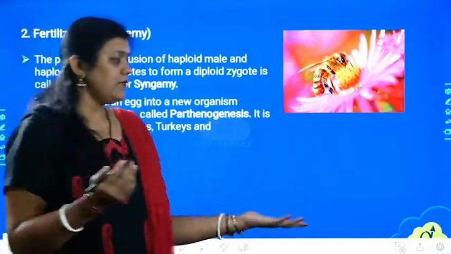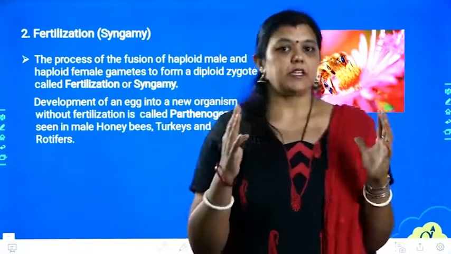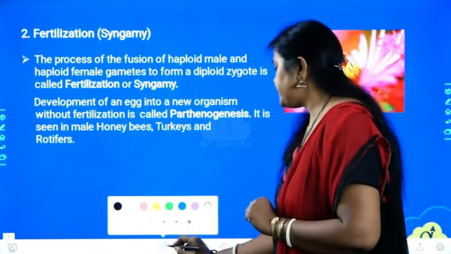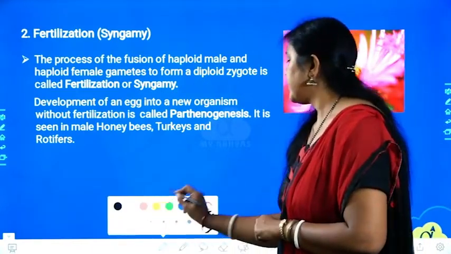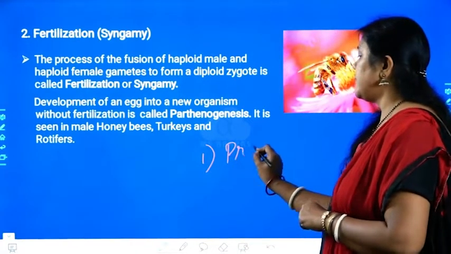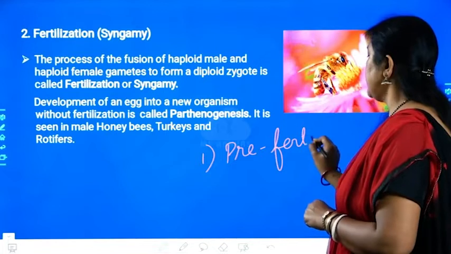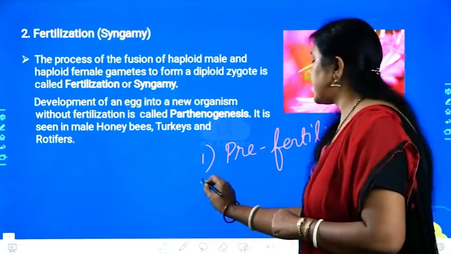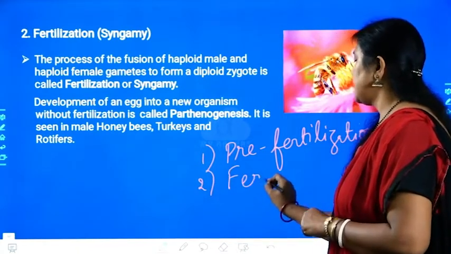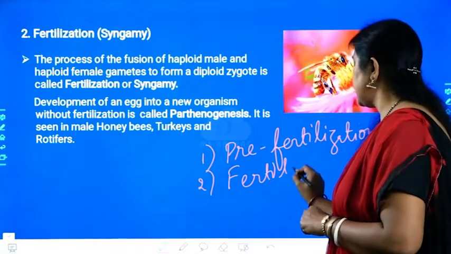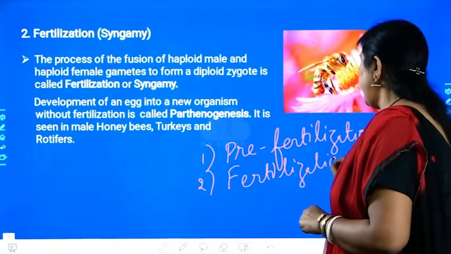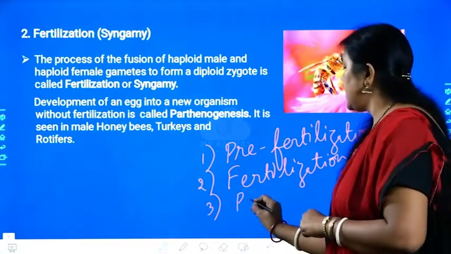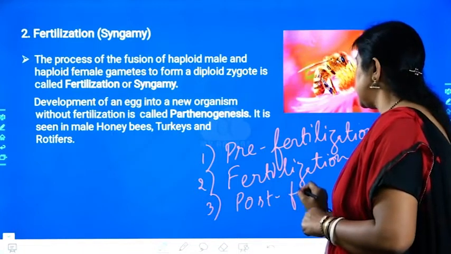Now we also discussed the events of fertilization. The whole reproduction in an organism is divided into three phases. What are those three phases? The first one was the pre-fertilization event. Then comes the second event, that is fertilization. And after the fertilization, the set of events which follows comes under post-fertilization events.